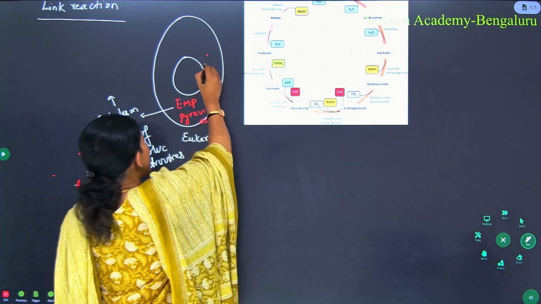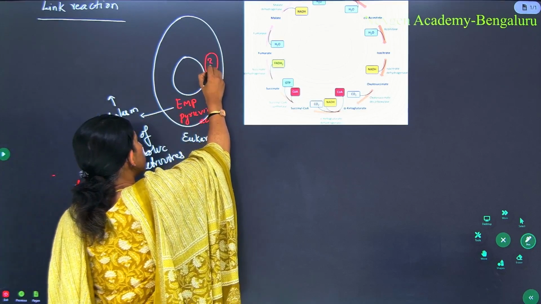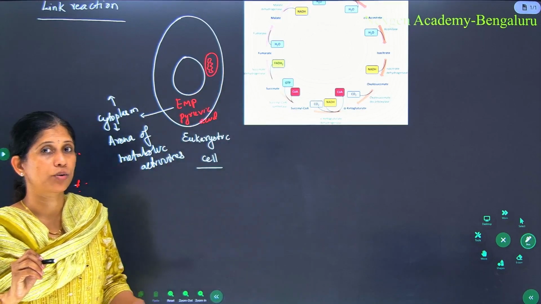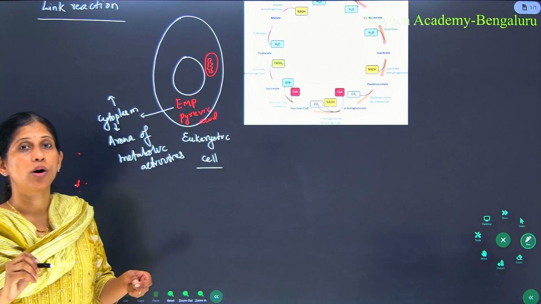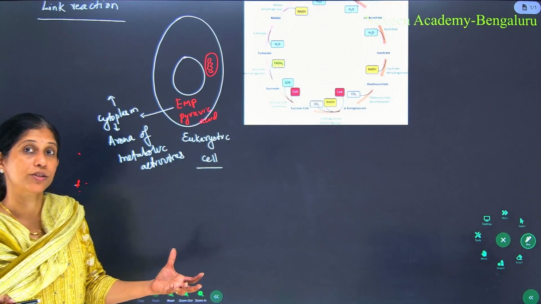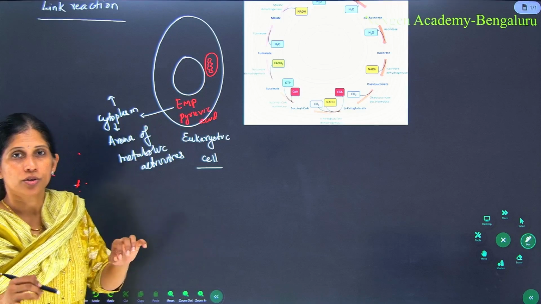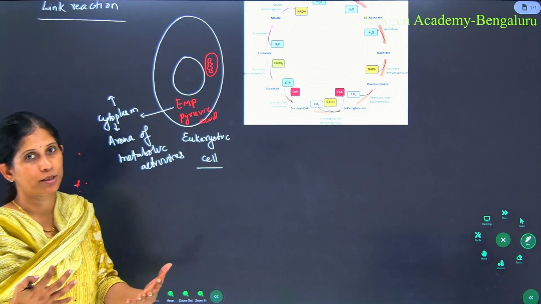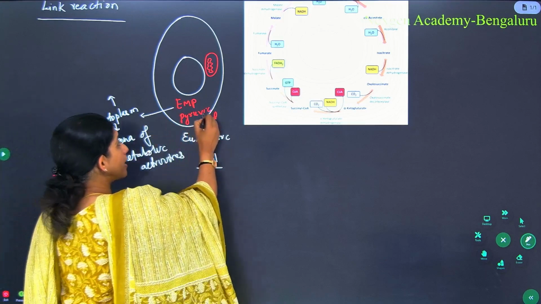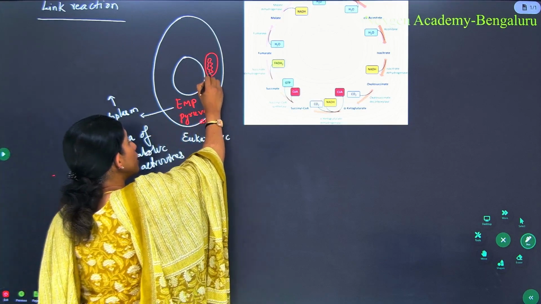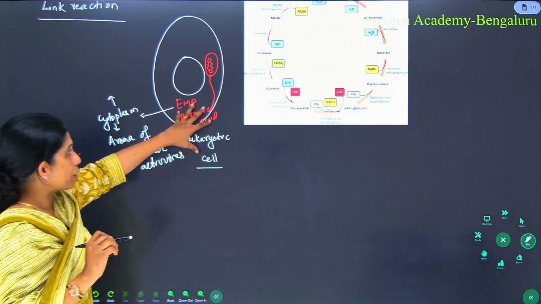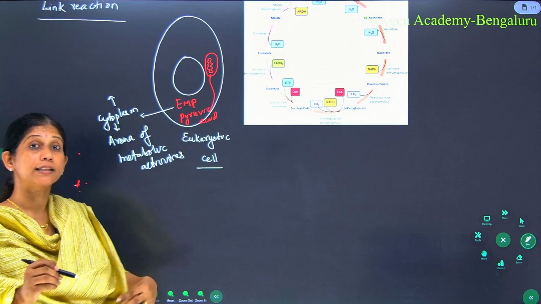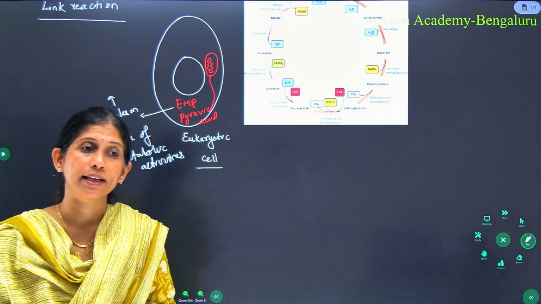Now this pyruvic acid has to be moved into mitochondria, right? In the eukaryotic cell, as we have just discussed, the powerhouse of the cell where all the rest of the aerobic respiration reaction is happening is your mitochondria. So in order to continue with the aerobic respiration reaction, the product of glycolysis should be transported to mitochondria, so that the further reactions of aerobic respiration can be carried out, right?